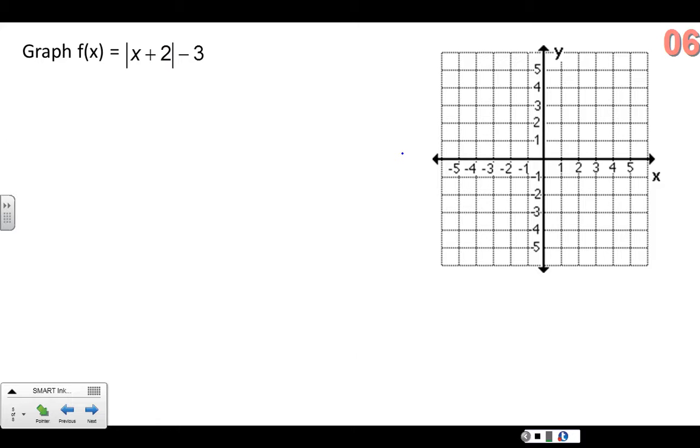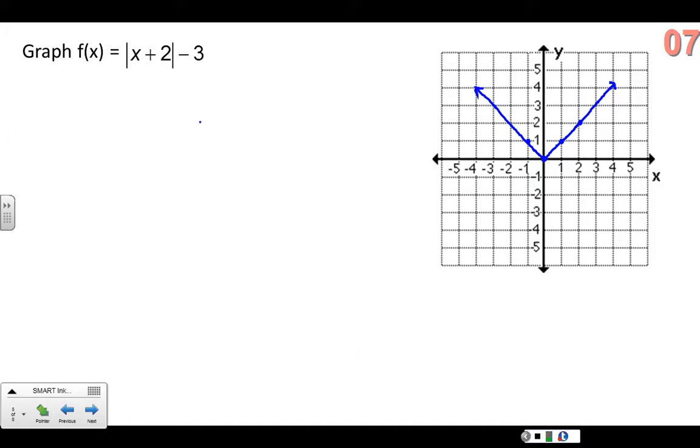Okay, absolute value of x we know is a V shape. Let's graph that. The absolute value of 0 is 0, so 0, 0. The absolute value of 1 is 1, so 1, 1, 2, 2. The absolute value of negative 1 is 1, so notice your V shape that you're going to have here. If you remember from your previous lessons, that's the absolute value graph.